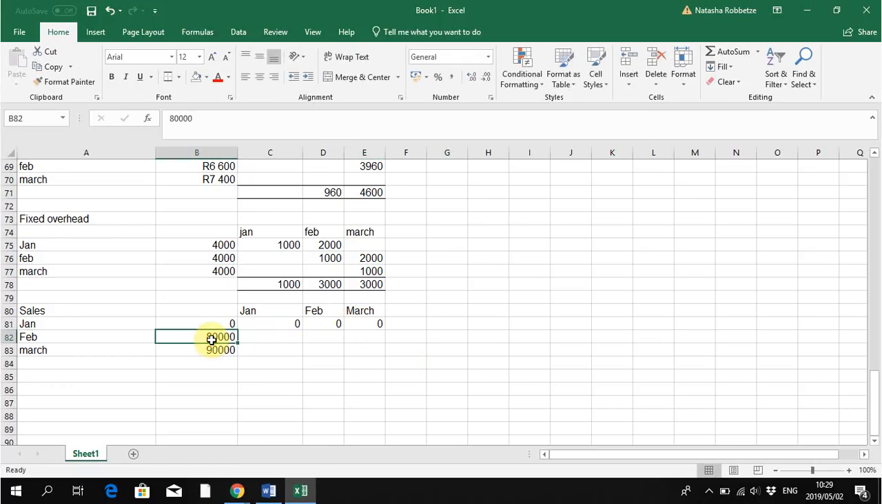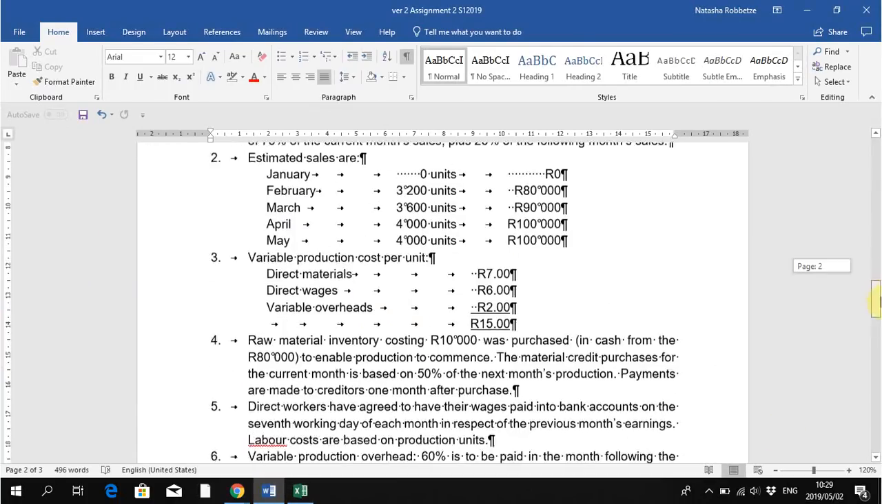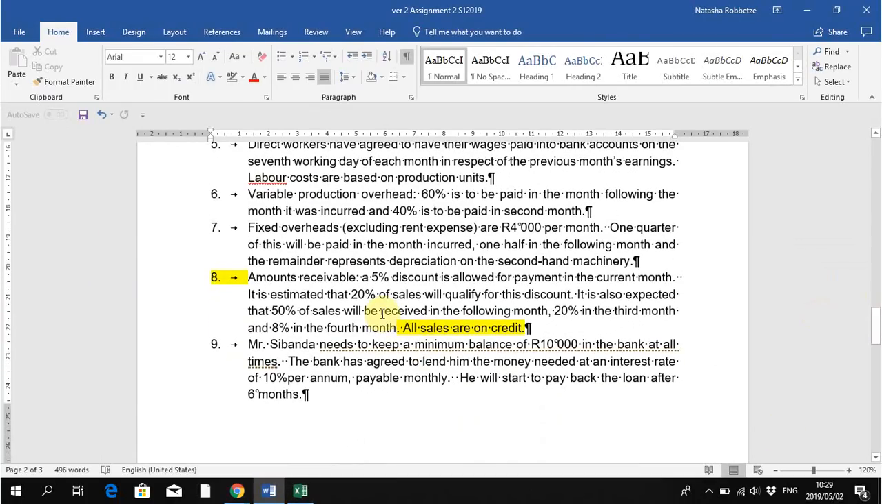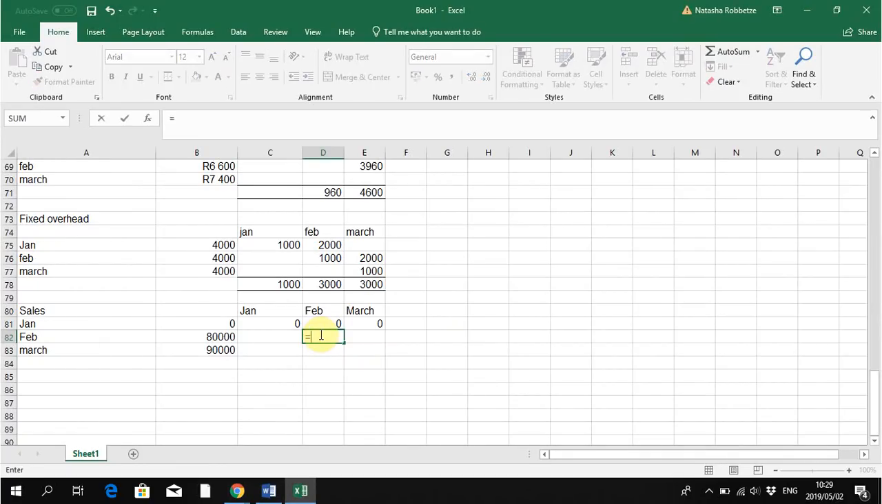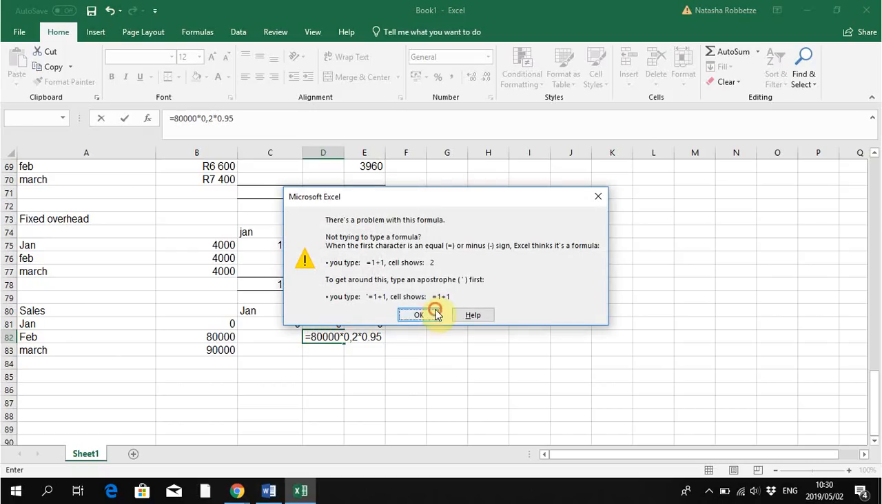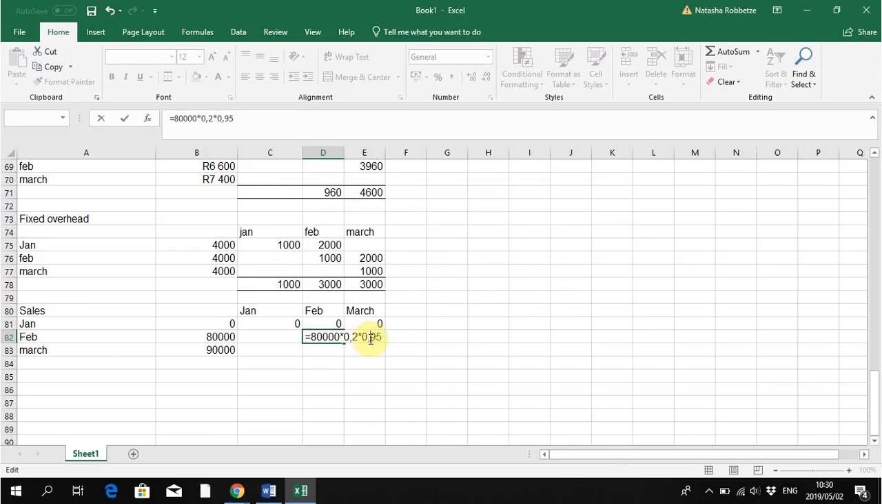Then in February we have 80,000, so we're going to start in February with the debtor collection, and they say that 20% of the debtors qualify for a discount of 5% because they pay in the current month. So if we're in February, 20% of people will pay in the current month, and then they get a discount of 5%, which leaves us with a factor of 95%.